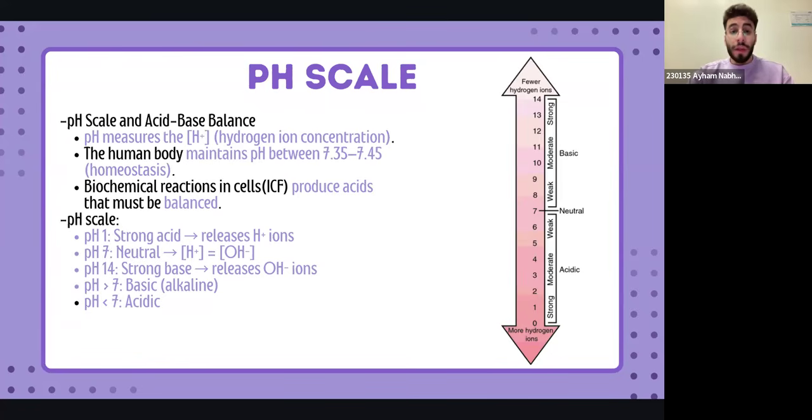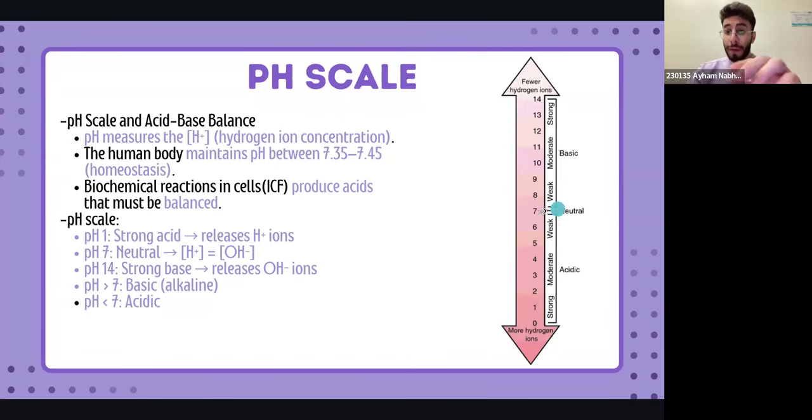The second point that you need to know is that the biochemical reactions in the cells, the ICF, produce acids that must be balanced with bases. So the overall cell environment is to be neutral. Just know that any reaction or process of our body needs to be neutral. This is the pH scale, as you can see on the right of the slide.